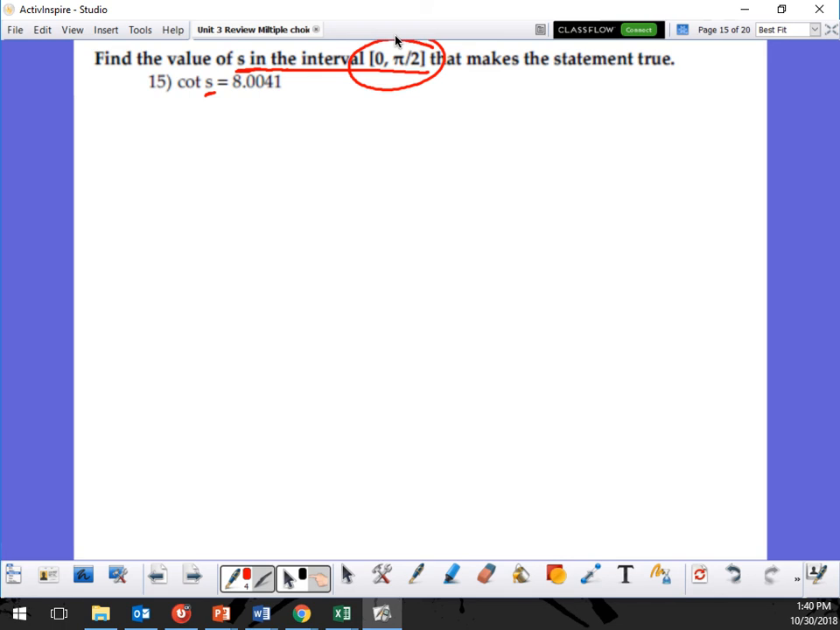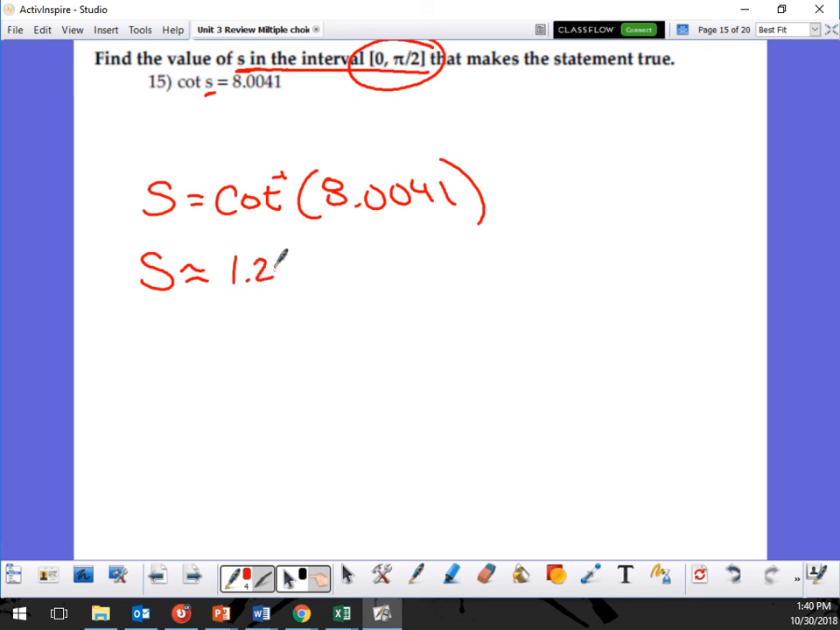So it's going to be S equals inverse cosine of 0.0041. What is it? 0.1243, like that? Yes. And that's answer C?